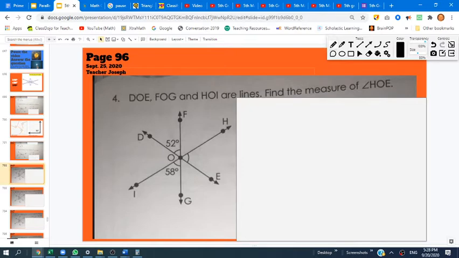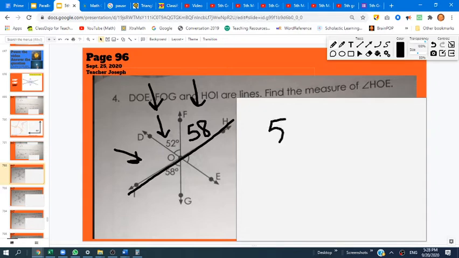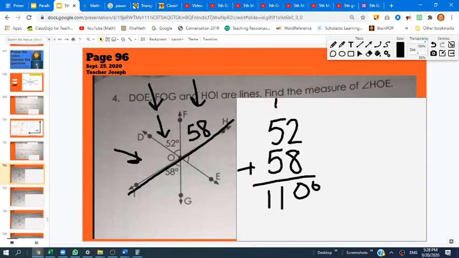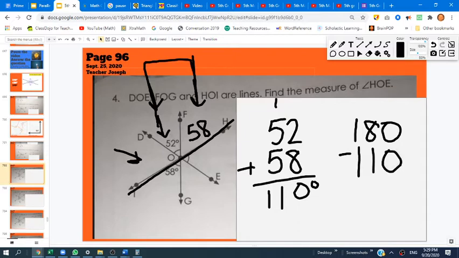So since I know that this is 52 and this is 58, and all of this plus this plus this is going to give me 180, I can take 52 plus 58. 8 plus 2 is 10, carry my 10, 5 plus 5 is 10, plus 1 is 110 degrees, okay? Since I know that these two together are going to be 110 degrees, I'm just going to subtract from 180, which I can also do in my brain. 70. This is going to be 70 degrees.